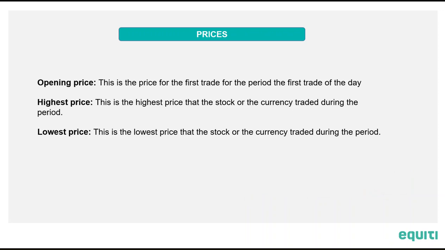So the important part is that we need to identify chart patterns because it's an important aspect of technical analysis, as it can provide us with valuable insights into the market and potential trading opportunities. They're basically a visual representation of historical price movements that can help us anticipate future price movements, so it's easier for us to speculate. Now, opening price is the price for the first trade of the period, the first trade of the day, while the highest price is the highest price that the stock or the currency traded during this period, and the lowest is the lowest price that the stock or the currency or the product that you are trading on the day.